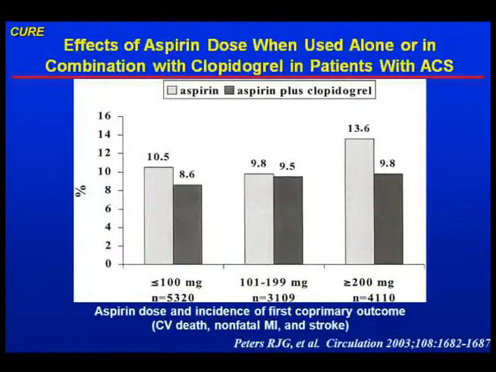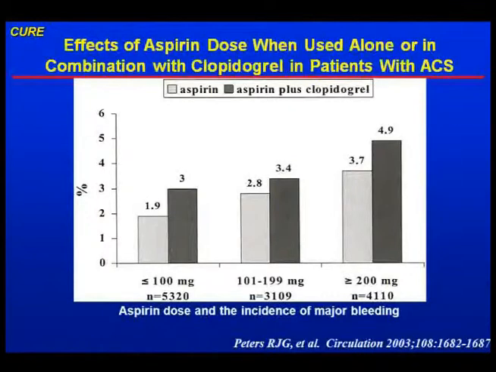And you can see here there was no incremental benefit in terms of the incidence of death, MI, and stroke as the dose of aspirin was increased, whether the patients were treated with aspirin alone or the combination of aspirin and clopidogrel. There was no benefit of increasing the dose of aspirin. There was, however, an adverse effect of increasing the dose. For aspirin alone, the risk of major bleeding increased from 1.9% to 3.7%. For the combination of clopidogrel and aspirin, from 3% to 4.9% as the dose of aspirin increases.